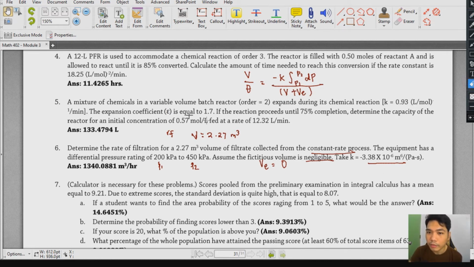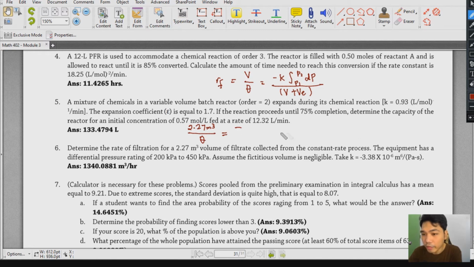So from this, we can have V sub theta. So this is your RF actually. Okay, so substituting the values for our RF and then V over theta. So ano ba yung V natin na filtrate volume? That's 2.27 cubic meter. And then divide natin ngayon yung theta, which is the time na hindi pa natin alam ngayon. That is equal to the negative K. So negative of negative is positive. So that's positive 3.38 times 10 to the negative 6, meter to the 6 per Pascal second.